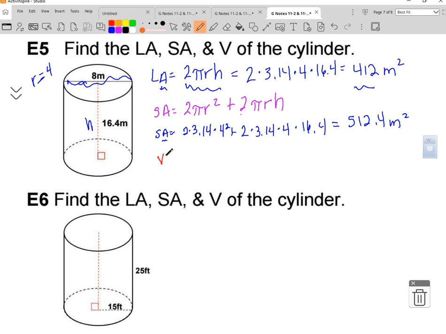Last but not least, the volume formula, where it's area of the base times the height, but when we modify that for a cylinder, area of the base is pi r squared times the height. So pi r squared h.